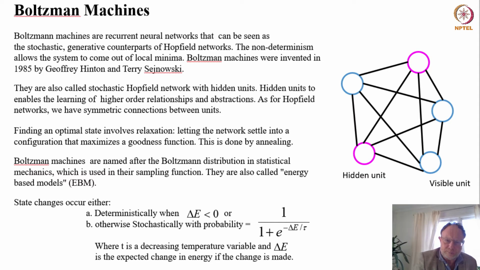So as you remember, all units in a Hopfield network were mutual input-output nodes. So one could say a Hopfield network is a one-layer neural network, while the Boltzmann machines may have hidden units. But as for Hopfield networks, we have symmetric connections between units. Finding optimal states involves relaxation.